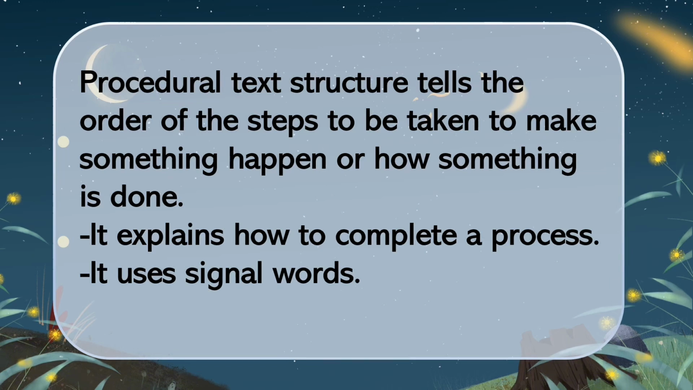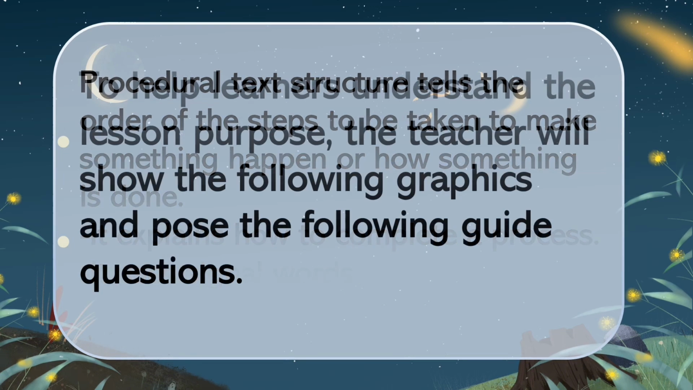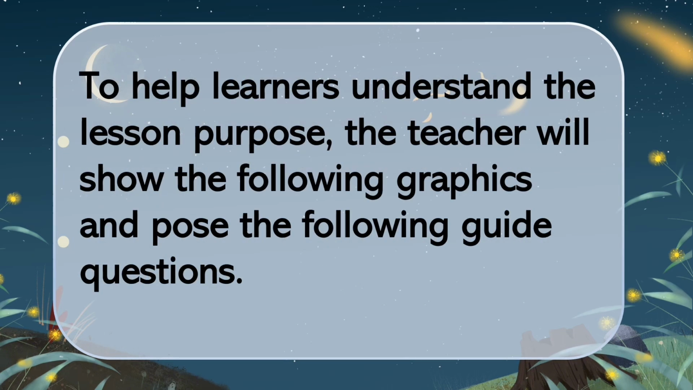Let us take note that procedural text structure tells the order of the steps to be taken to make something happen or how something is done. It explains how to complete a process and it uses signal words. To help you understand our lesson purpose, I will show you the following graphics and pose the following guide questions.